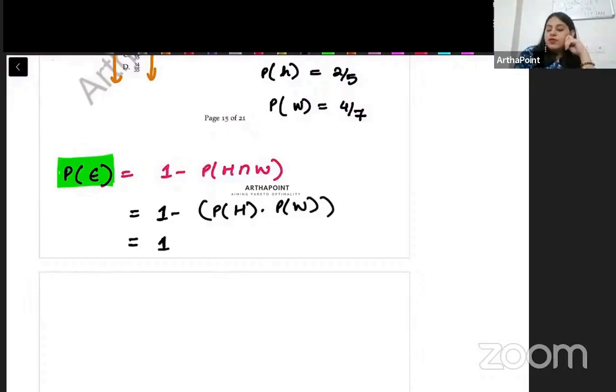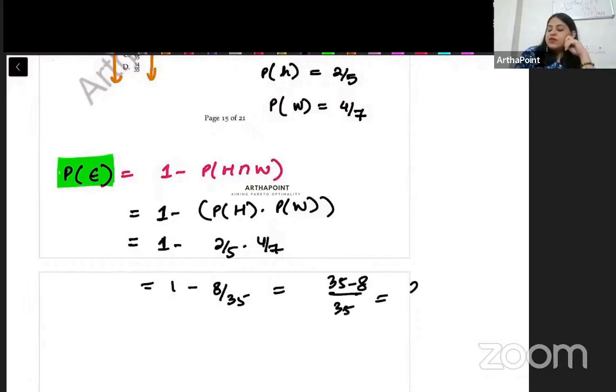Probability of H will be 2 by 5. W is 4 by 7. 1 minus 8 by 35. This will be 35 minus 8 by 35, which is 27 by 35. And this is the correct answer.